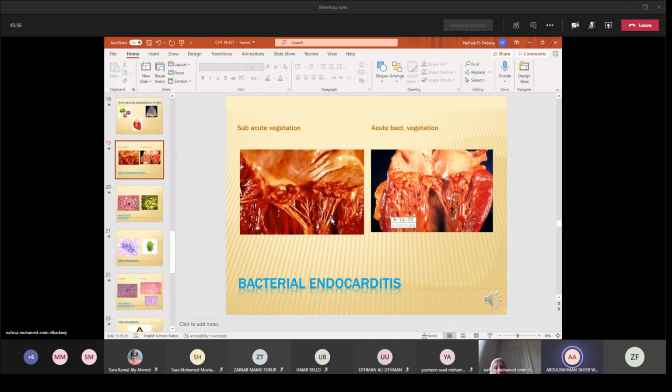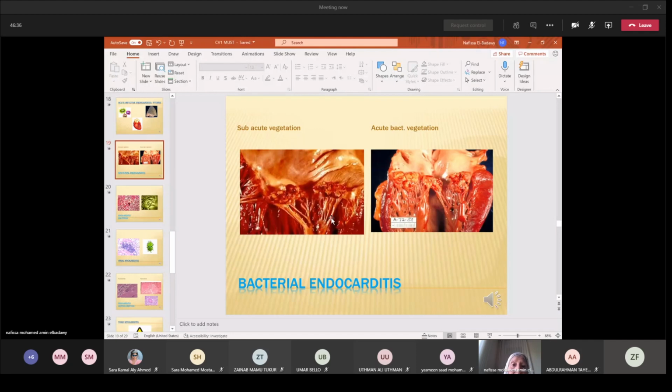So there is not much difference in the vegetation. Both of them cause large vegetations. The vegetations are composed of platelets, fibrin, and bacterial colonies, and of course inflammatory cells. However, the bacteria in the subacute bacterial endocarditis are low virulent bacteria, and the bacteria in the acute bacterial endocarditis are strong bacteria or virulent bacteria.